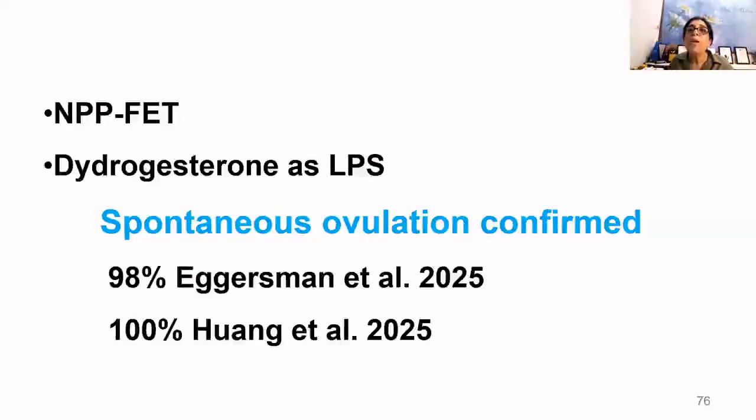Now, we know in many cases that dydrogesterone does not inhibit ovulation, especially when we are using dydrogesterone for endometriosis patients. But dydrogesterone is not the standard of care for our FET cycle. The majority of us worldwide are using micronized progesterone. So will micronized progesterone behave the same as dydrogesterone regarding the corpus luteal function?